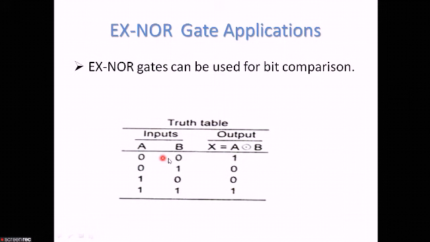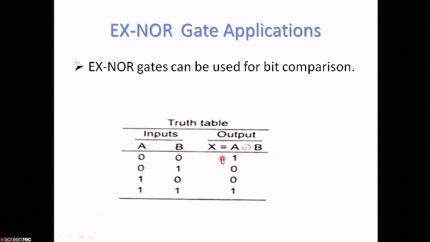These are the two cases, similar to the other two applications. In both these cases, the two inputs are equal, that is, A is equal to B. So, it can be used as a 1-bit comparator. That is, when A equals B, the output will be equal to 1. That is the condition for a bit comparator.